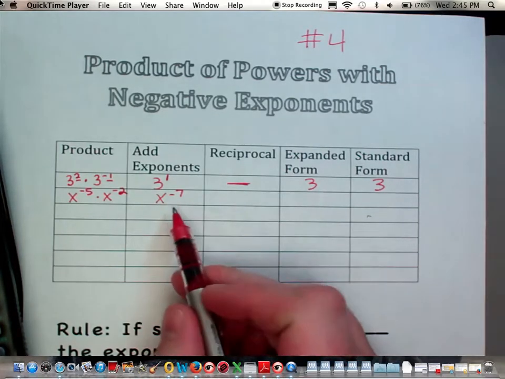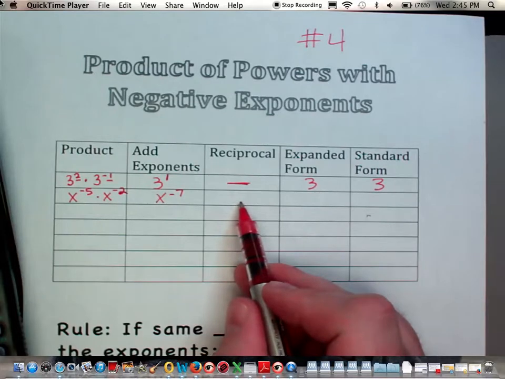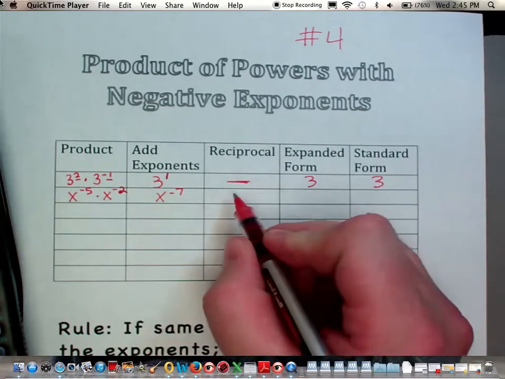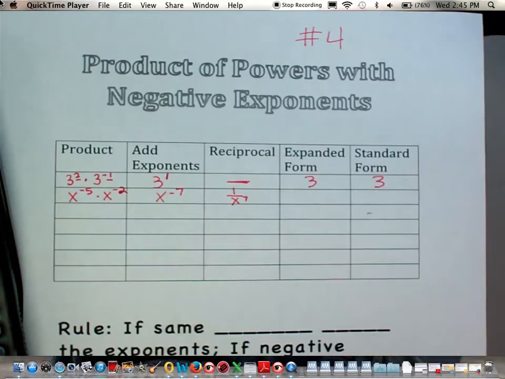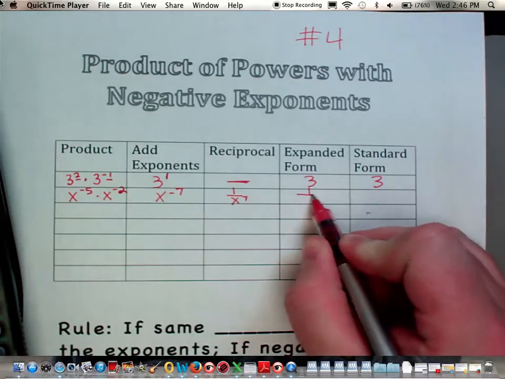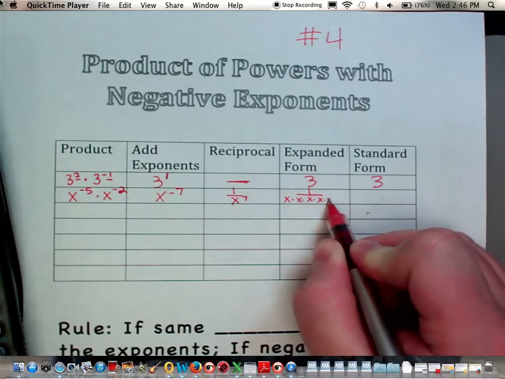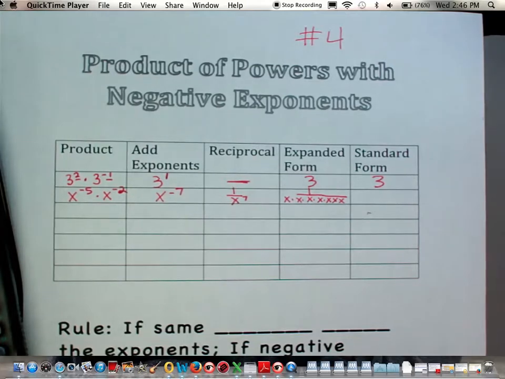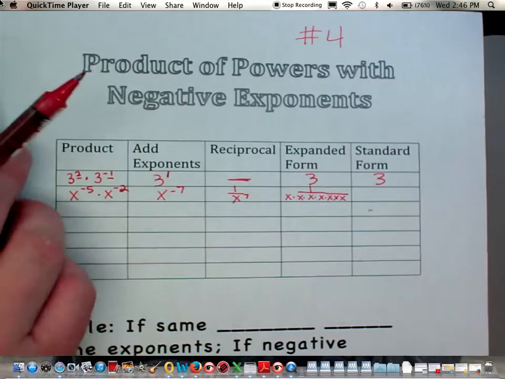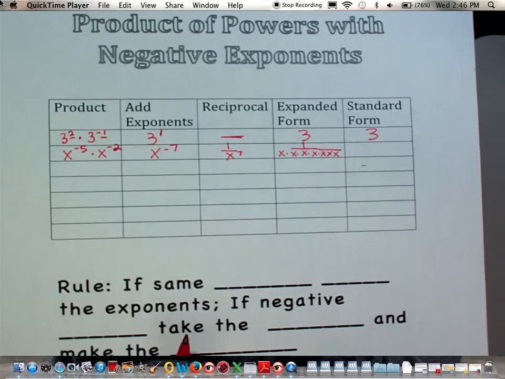Since I've got a negative exponent, I need to take the reciprocal of x. So the reciprocal of x to the negative 7 is going to be 1 over x to the 7th power. And then I can write it in expanded form as 1 over x times x, 1, 2, 3, 4, 5, 6, 7 of them, right there. And I don't have a standard form because x is not a number, so I'm just going to leave it as that. So now I have it in expanded form and I'm good to go.